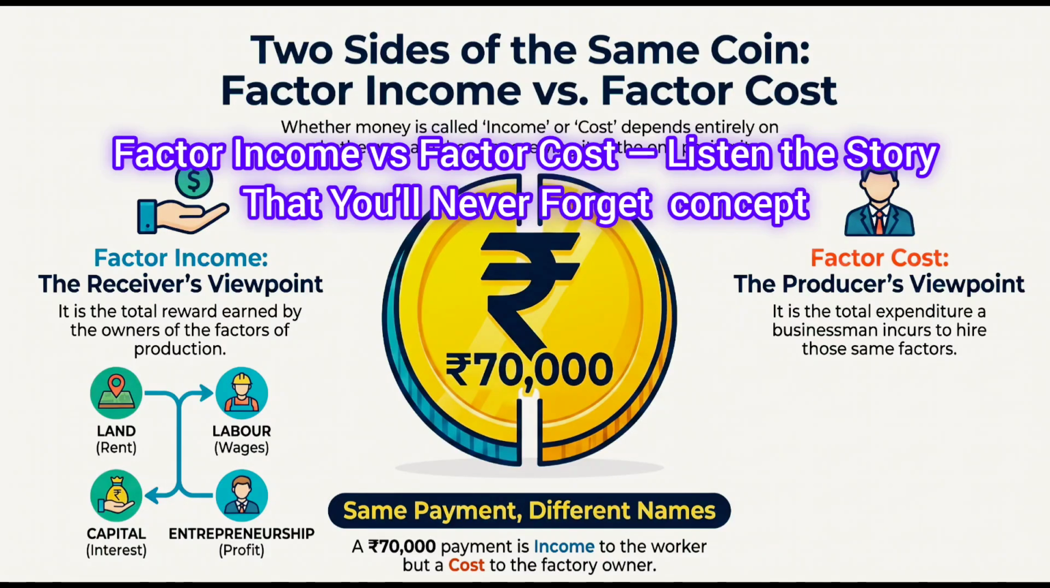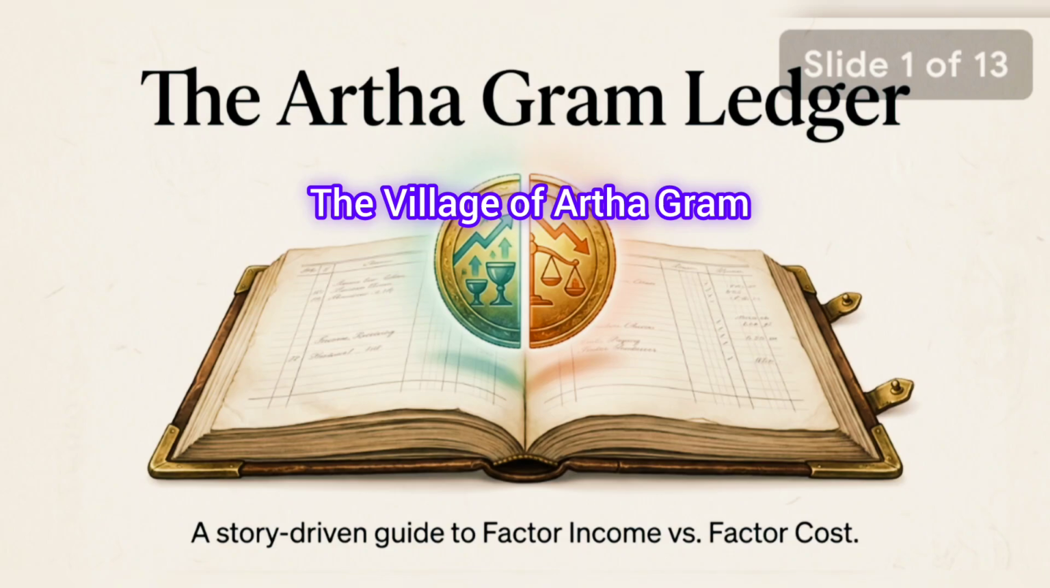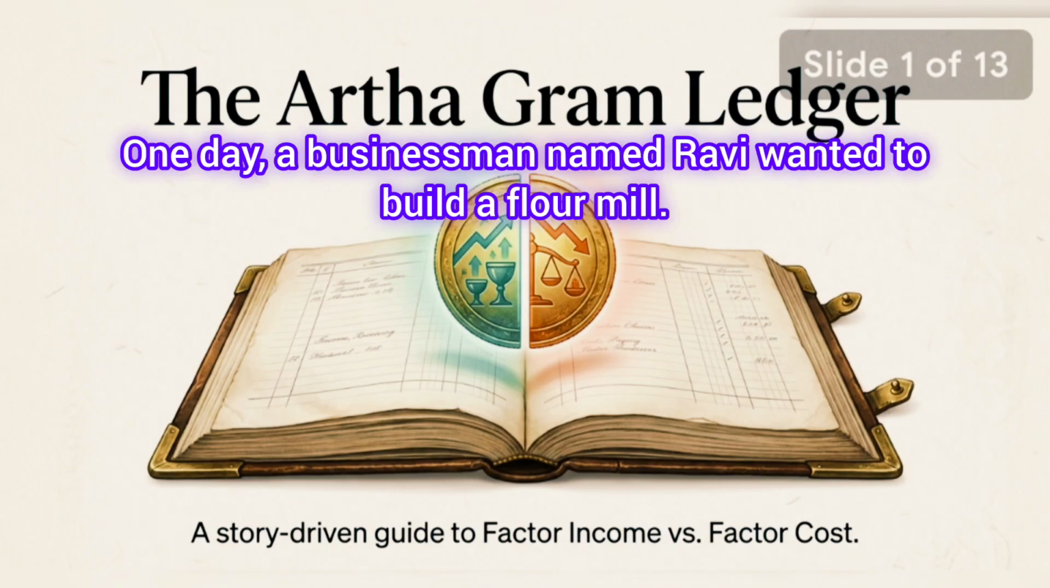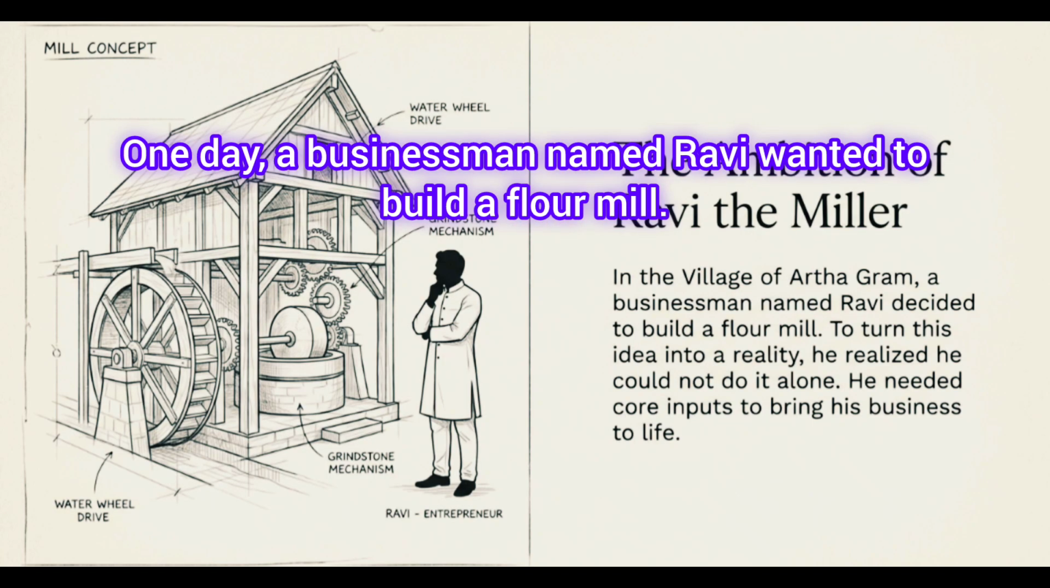Factor income versus factor cost. Listen to the story that you'll never forget this concept. The village of Ardhagram. One day, a businessman named Ravi wanted to build a flour mill.